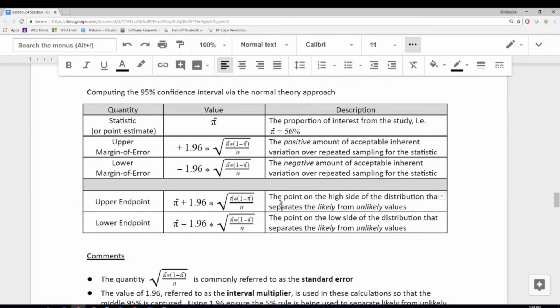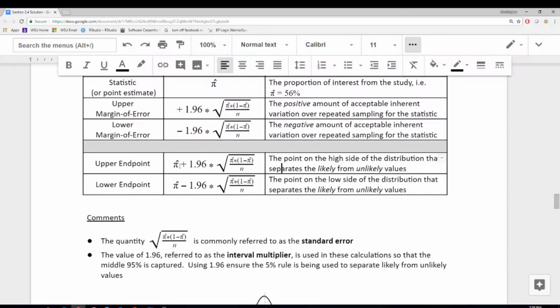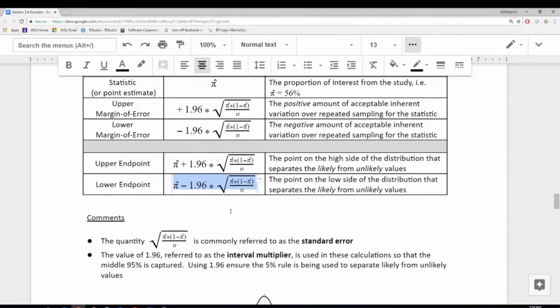Now in order to reach my upper endpoint, all I need to do is start in the middle, which is at that 56%, and then add my margin of error to it. That's how I obtain the upper endpoint. And for the lower endpoint, I would start at that 56% and just subtract the margin of error quantity here. So that's how I obtain the endpoints for my 95% confidence interval.